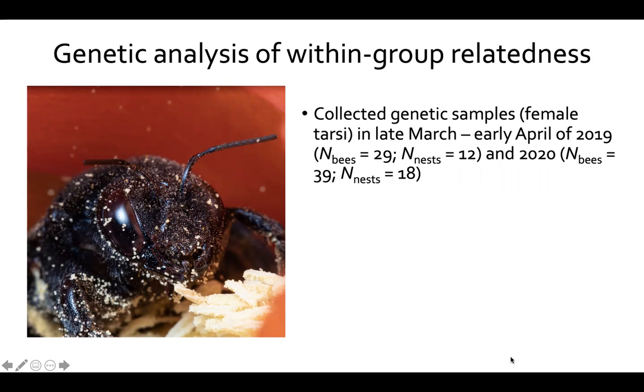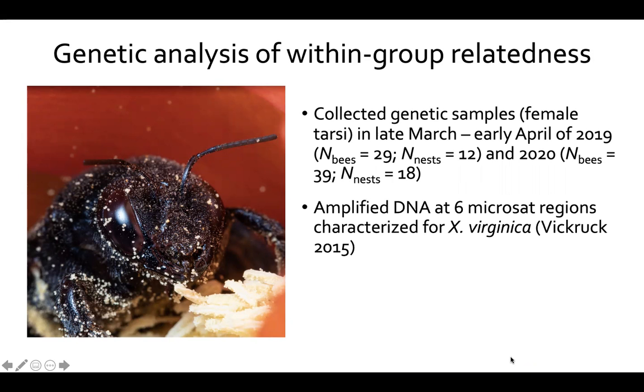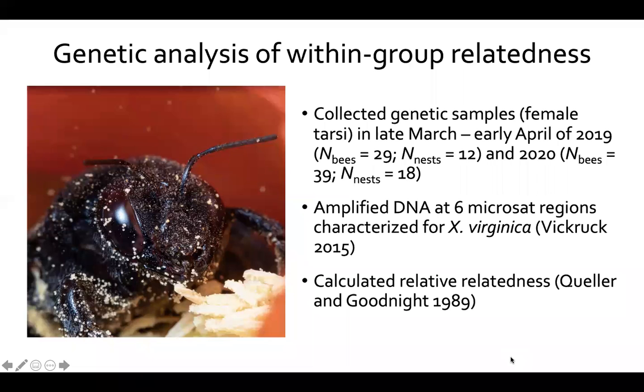We sampled over 2 years and used the same focal aggregation that we used for our mark recapture data collection. We extracted DNA from these samples and amplified them at 6 microsatellite regions that had been previously characterized in the congener Xylocopa virginica. We then calculated relative relatedness according to the Queller and Goodnight method.